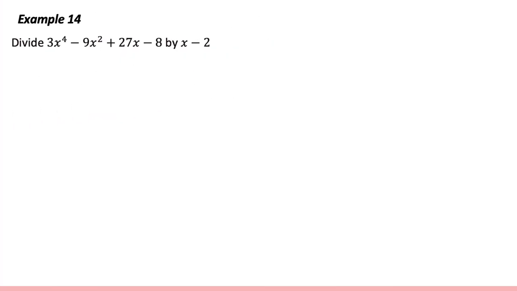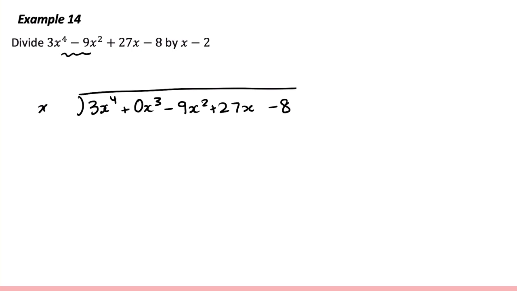So we'll have divide 3x to the power of 4 minus 9x squared plus 27x minus 8 by x minus 2. The first thing I want to point out here is that we're actually missing a term. Might not seem like a big deal now, but once you actually start dividing, you're going to notice that there's an issue. So what we do is that if there is a power that is missing, in this case to the power of 3, we're going to add it in, but as a 0. So 3x to the power of 4 plus 0x cubed minus 9x squared plus 27x minus 8. And we're just going to go ahead and divide that by x minus 2.